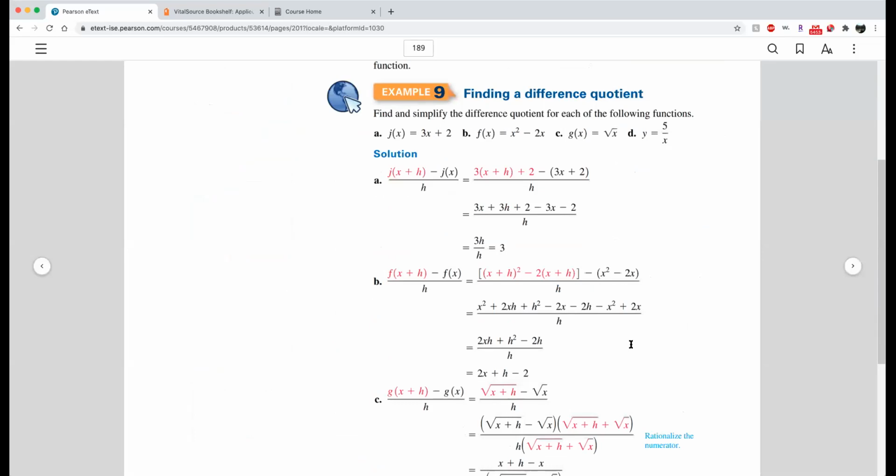Yeah, example 9. Let's see two problems, B and D. Okay. Other two problems, A and C. Yeah, just look at solutions. It's just really perfect. Okay. So example 9.